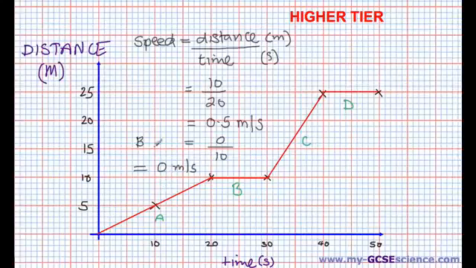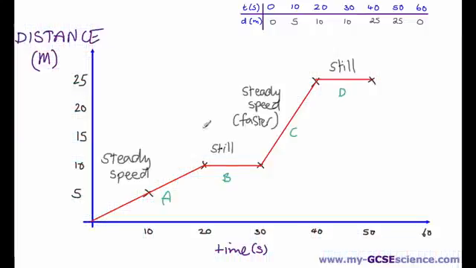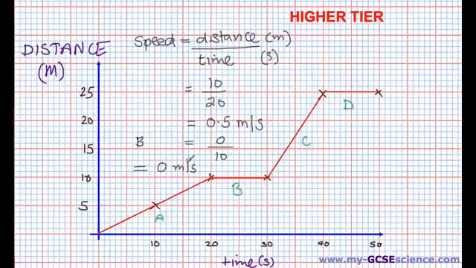And if you go back to the previous page, we said that a flat part on the graph means he's not moving, so he's got no speed. And if you look mathematically, you can see that we've shown that the speed is 0 by doing our calculation. Now, we can also work out the speed for section C, and in fact what we're going to do for this part is we're going to do it a slightly different way.